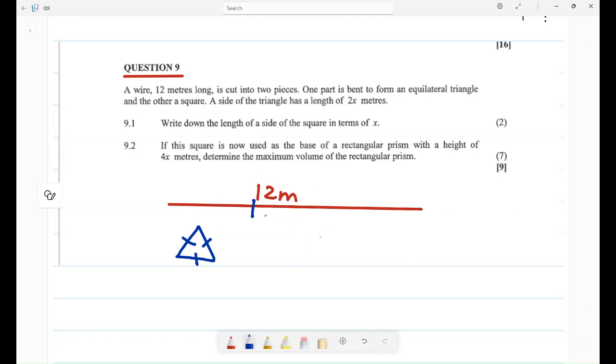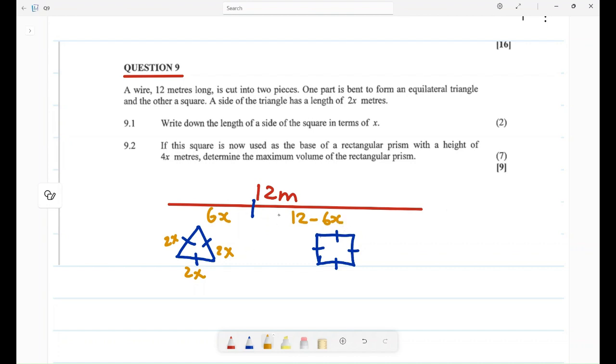The other portion they bend into a square. But what's the property of a square? All the sides of a square are equal. Now, a side of the triangle has a length of 2x. If this side is 2x, so are the others. So the sum for this triangle is 6x, because they used that portion to form the triangle. It means the portion for the other side is going to be 12 minus 6x.